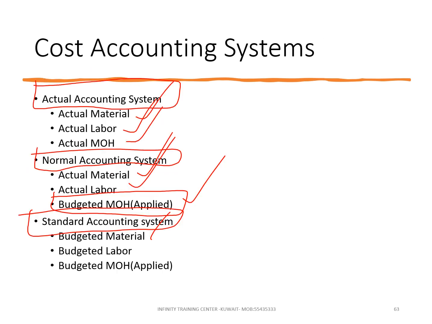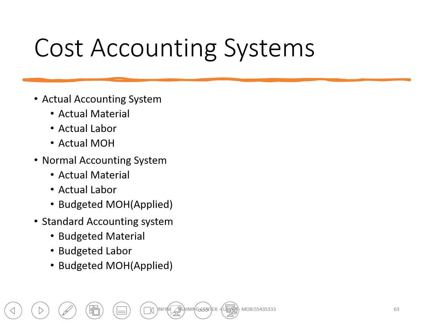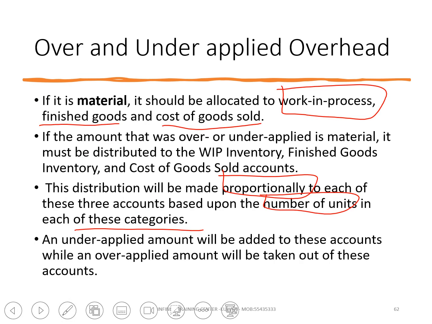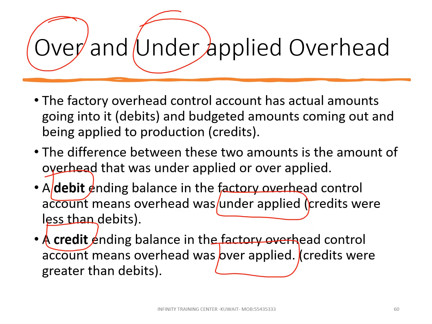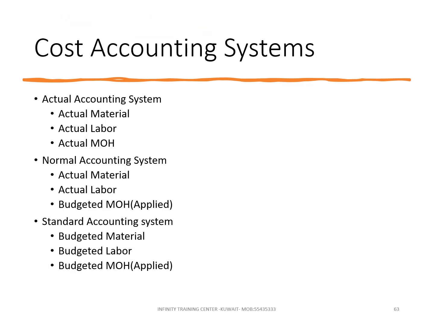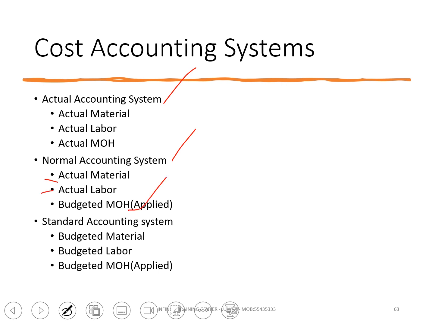So here we have to see that there are three methods in costing. One is actual. Here we will use all the costs actually spent. We'll consider only the cost actually spent. In the normal costing system, we will consider actual material and actual labor, but overhead will be applied. In the standard costing system, everything will be based on standards.